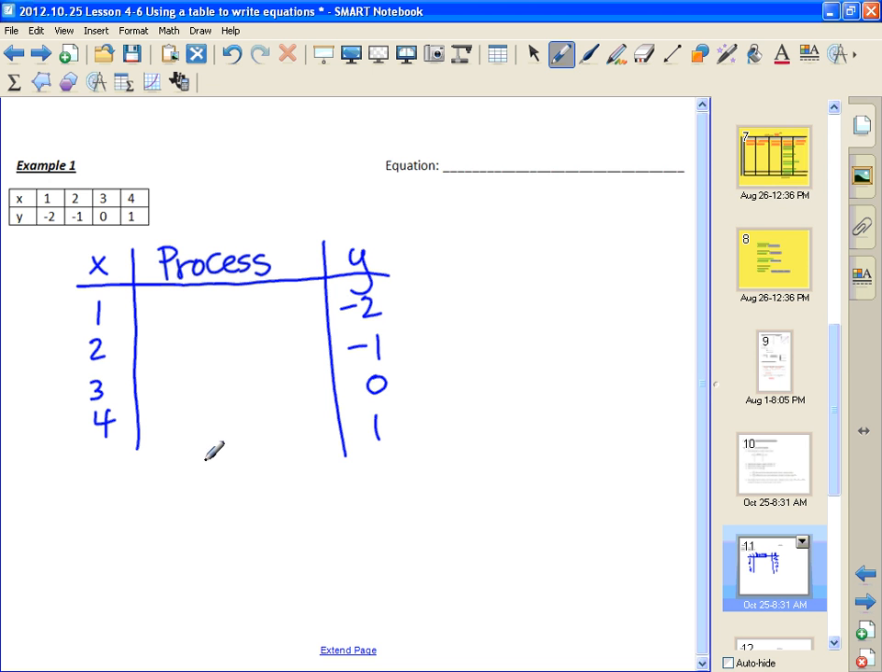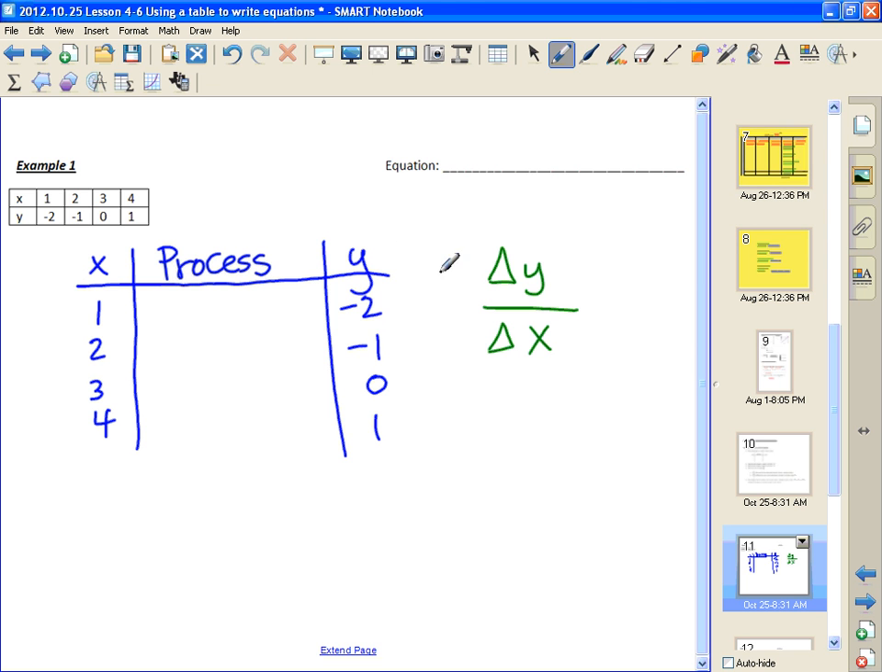When you make a process table, the first thing that you want to look for is the change in y over the change in x. So write that on your paper. This little triangle-y deal is actually a Greek letter called a delta. And in math, when you see a delta, it represents the word change. So what we're going to try to find is the change in y over the change in x.